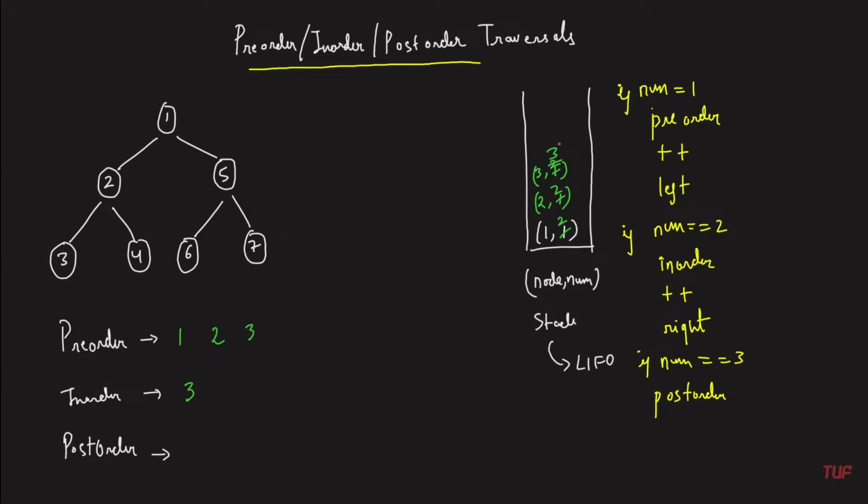Again, you come back. This time you have a 3, 3. So it'll go to the post order, right? And once it goes to the post order, this will no more be incremented. So this won't be in your stack any further. Then the next iteration, you have a 2, 2.